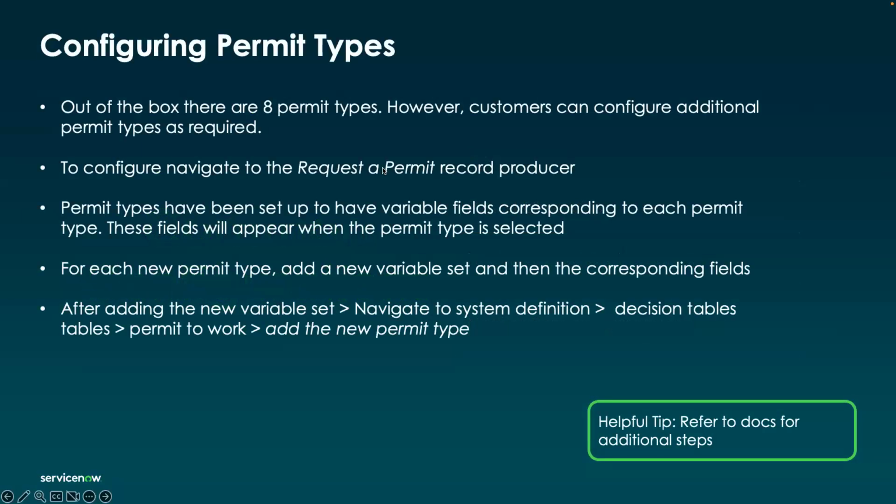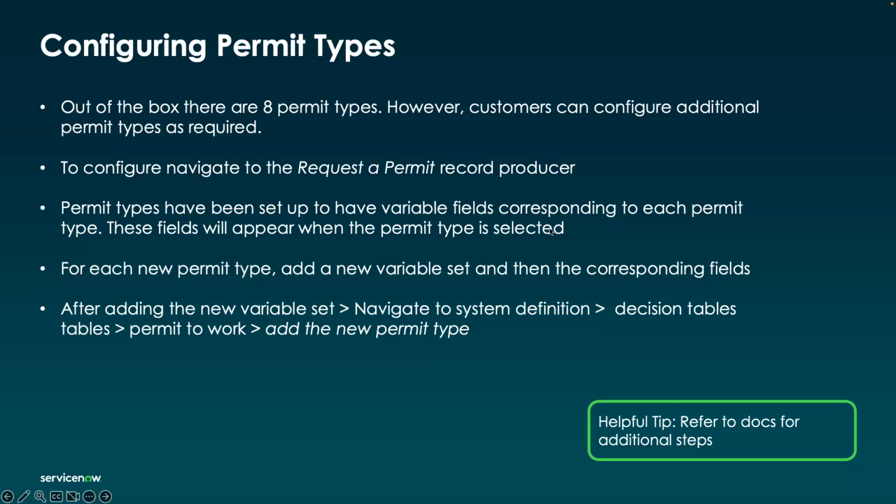So the first is configuring permit types. So like I said, out of the box, there are 8 permit types. However, customers can configure permit types as required. So depending on your industry, where you're at in the world, you might want to add different permit types. And these are the steps here.